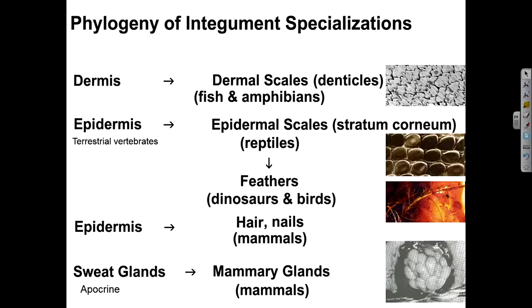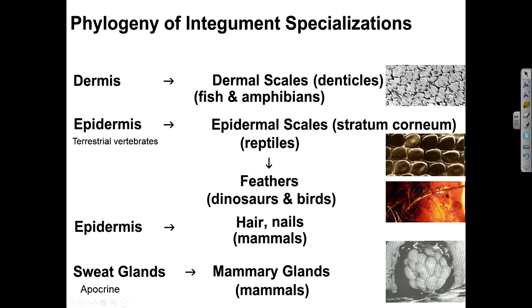Okay, so if we look at the phylogeny of integumentary specialization, it's kind of interesting. If we go back to our primitive vertebrates, like fish and amphibians, these critters have dermal scales on the surface, scales formed by the dermis. They don't have an epidermis, they have dermal scales. You know, fish have scales, right?